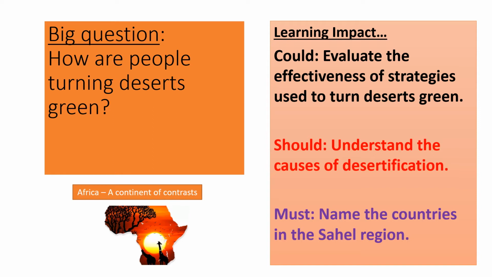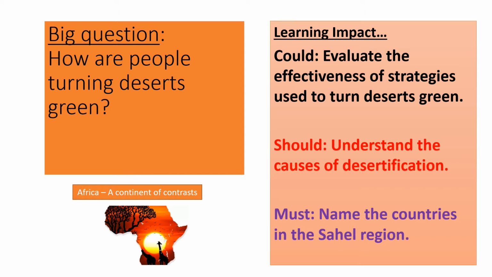Okay, today's big question is, how are people turning deserts green? That seems a strange question, doesn't it? Because deserts are not green. Deserts are very dry landscapes. But we are actually in northern Africa trying to turn the desert back green again so that people can live on the land and grow food and rear cattle.